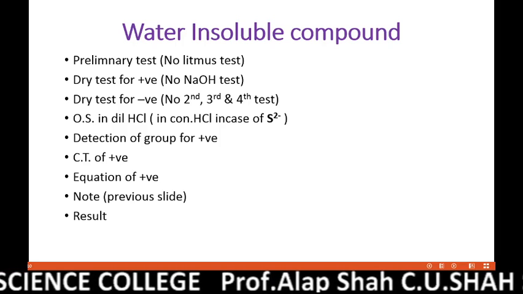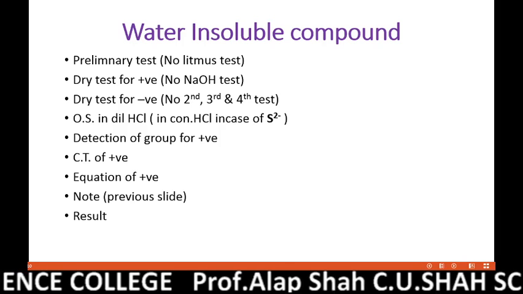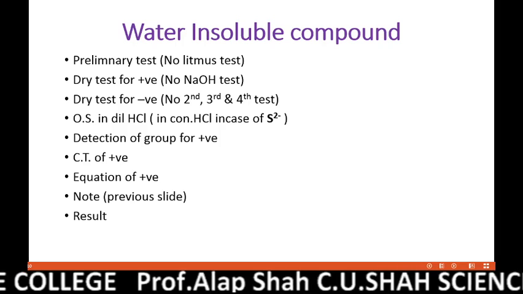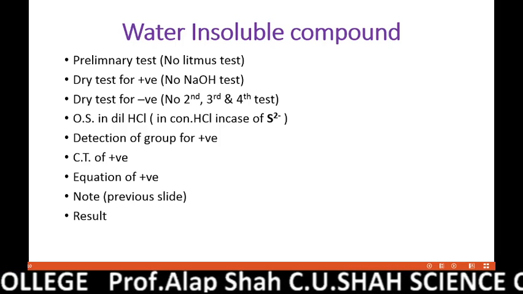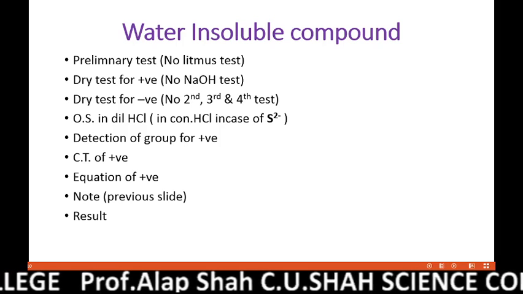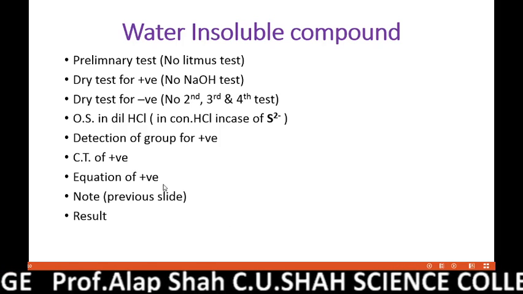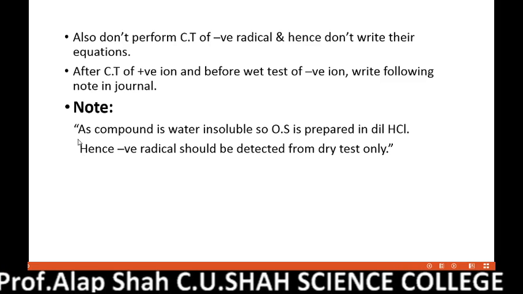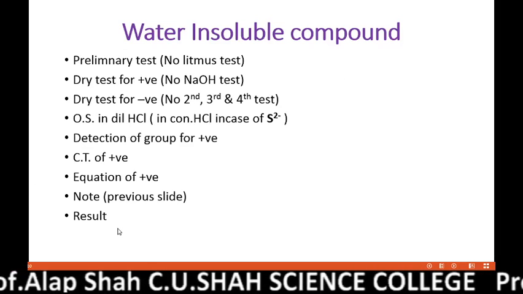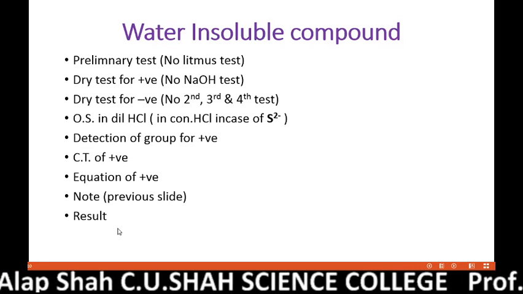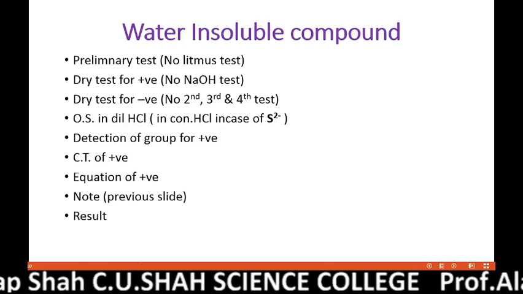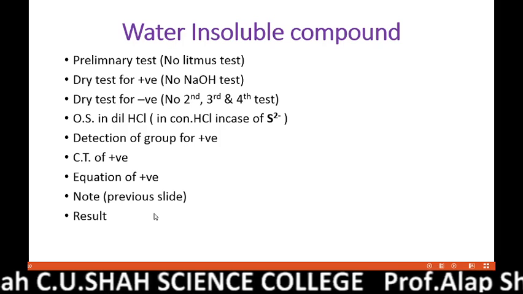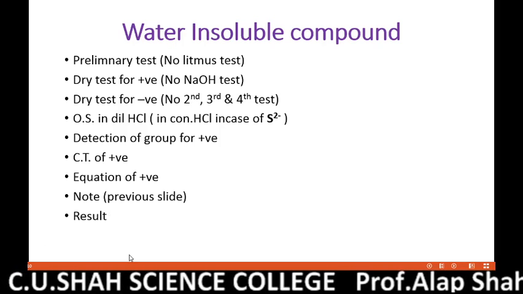Detection of group for positive ion. Once the group is identified, then separation of the group. From the separation of the group, you will get the positive ion, then confirmative test of positive ion, and equations of positive ion. Then you should write a note, the one that I have written in the previous slide, and finally the result table. So these are some very important points every student must remember while dealing with a water insoluble compound in the qualitative analysis of inorganic substance.